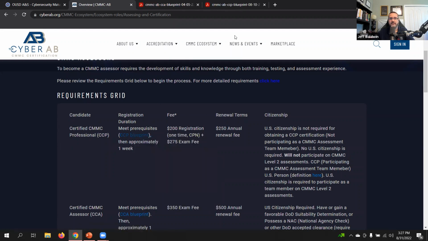So I'll just open up the blueprints like that. Under 1.0, the CCP contained more information. The blueprint did. Now a lot of that information has been pulled out of the CCP and is now in the CCA.